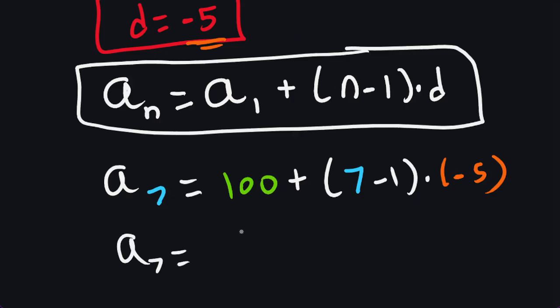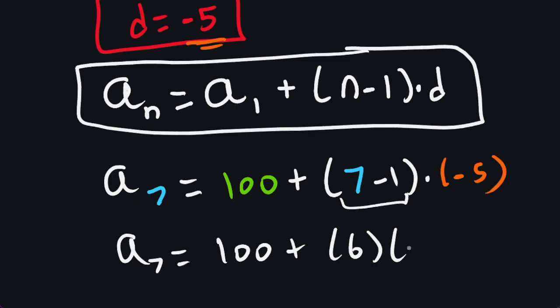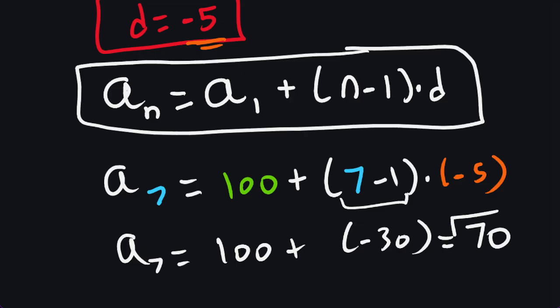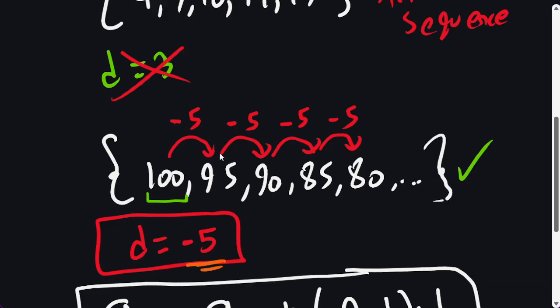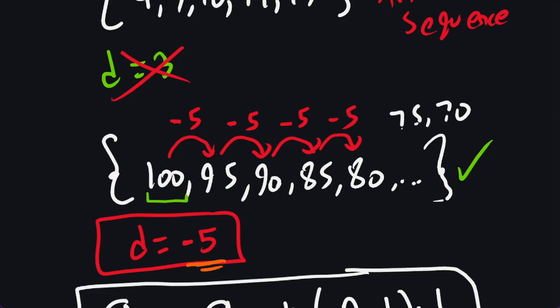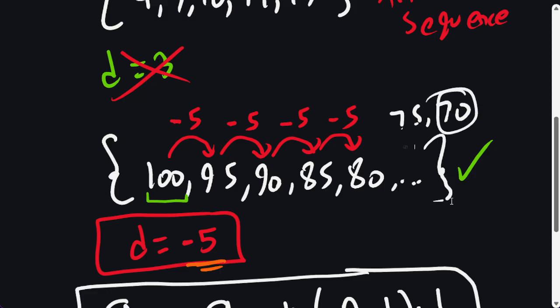A sub 7 equals 100 plus 7 minus 1, do the parentheses first, that's 6, times negative 5. 6 times negative 5 is negative 30. 100 plus negative 30, which is 100 minus 30, is 70. So the 7th term of this sequence would be 70. So if you continued the sequence on, after 80, it would go 75, and then it would go 70, which is the 7th term of the sequence.